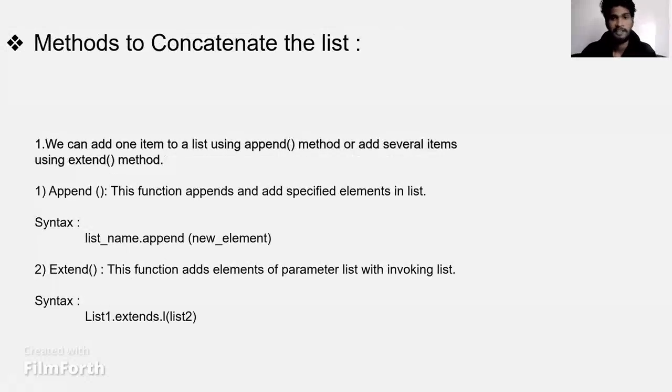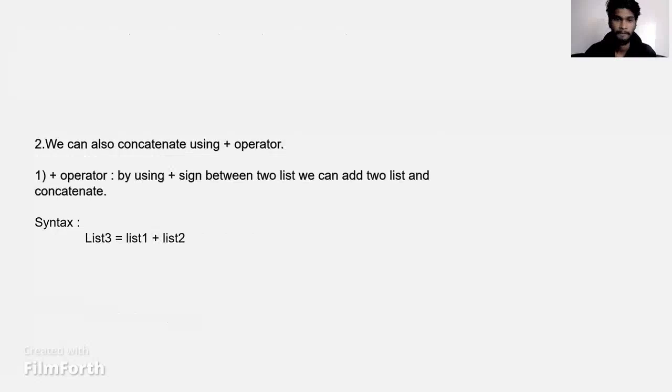Now we will see the syntax of each method. First, the append operator syntax is list_name.append(new_element). Second, the extend operator syntax is list1.extend(list2). Third, the plus operator syntax is list3 = list1 + list2.